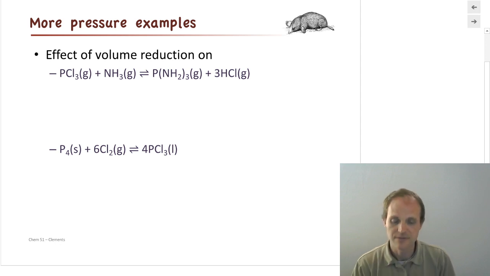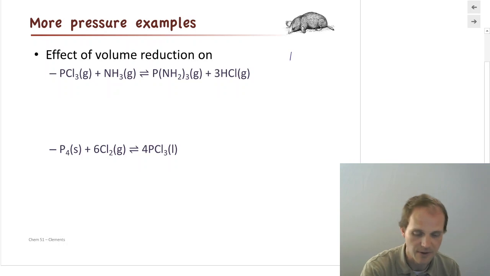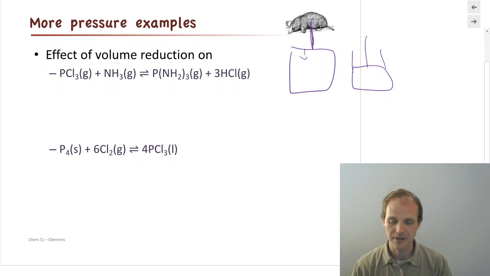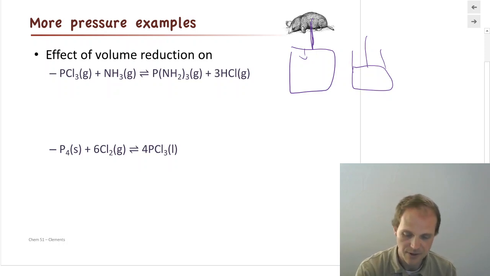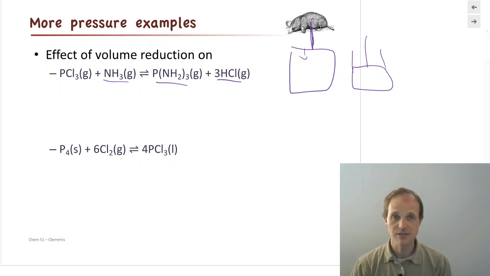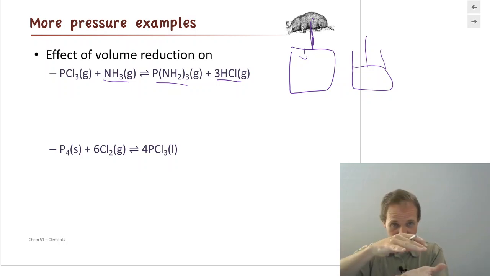All right, so let's look at a few more examples. Let's look at the effect of volume reduction, right? So we're going from a chamber that's big to a chamber that's tiny by pushing on our little piston, and this thing goes down. So what is going to happen in this one? We've got PCl3 reacting with ammonia to make this one and hydrochloric acid. What's going to happen? Well, our stress is to increase the pressure, right? By decreasing the volume, we're increasing the pressure.